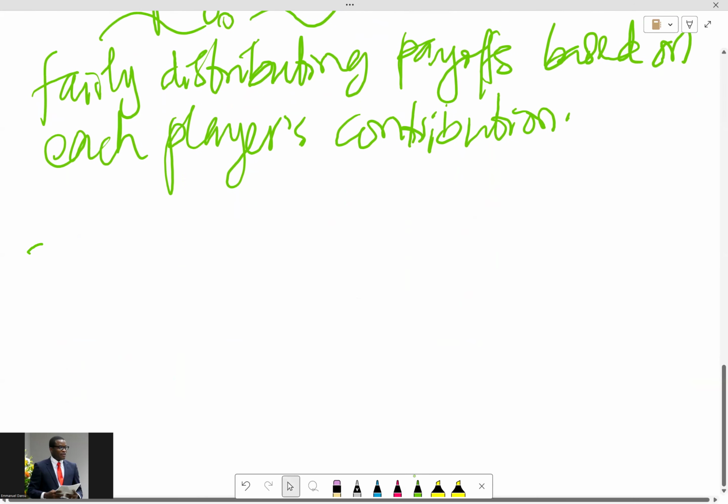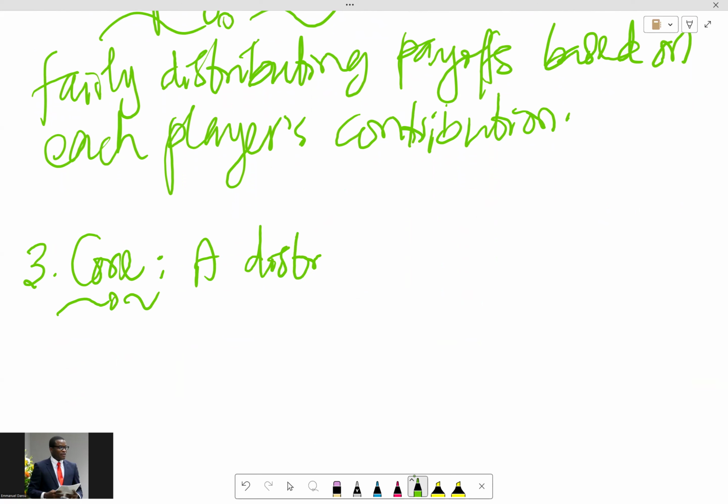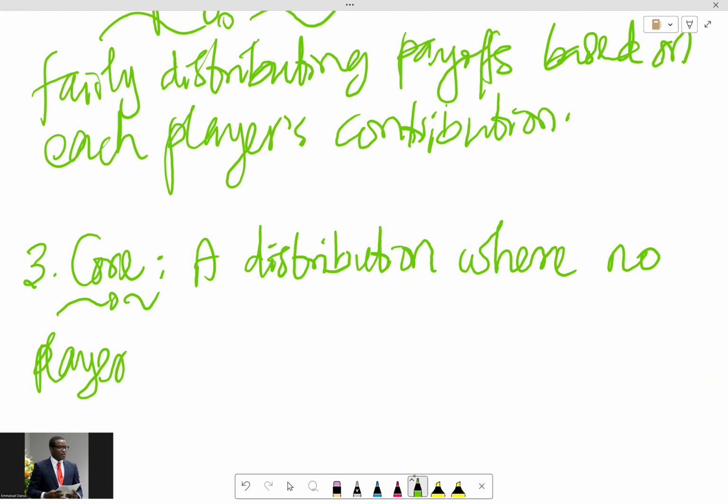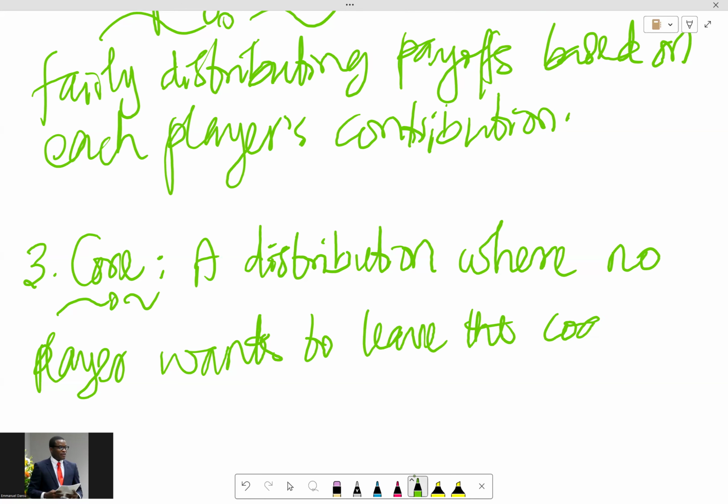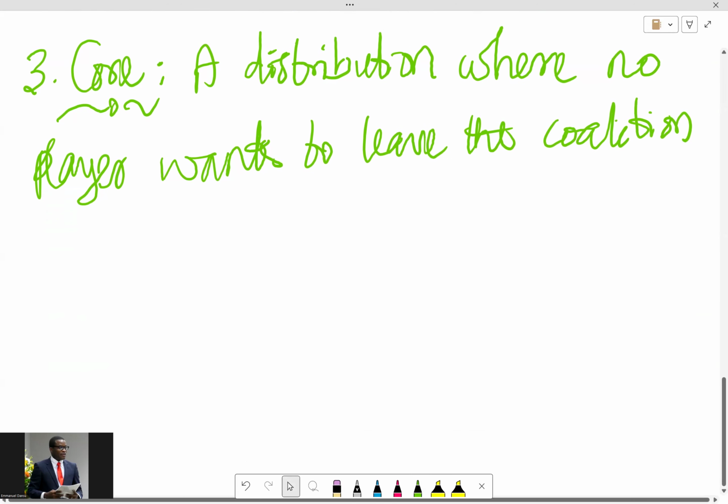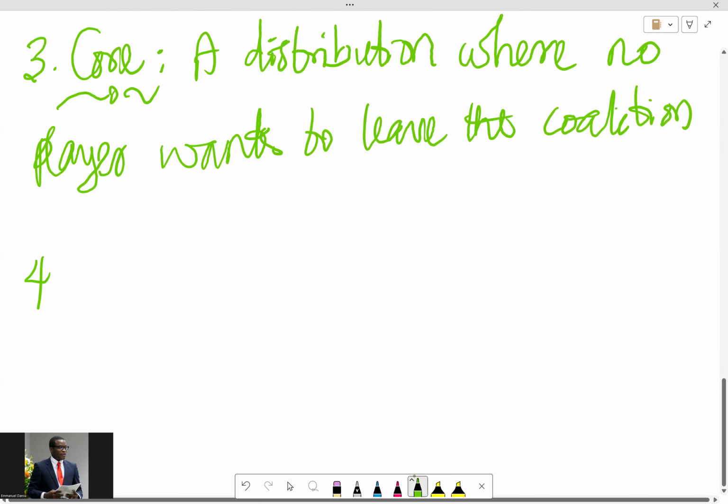Then we also have the idea of core. Every cooperative game has its core, and a core is a distribution where no player wants to leave the coalition. Some coalitions fall apart and some players can leave. But if you can get the core of the coalition, then nobody wants to leave.